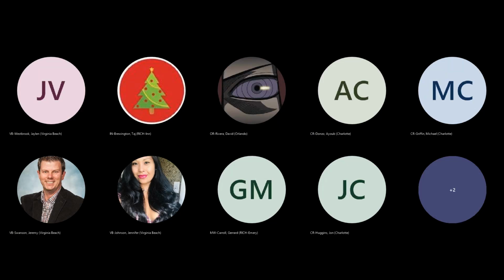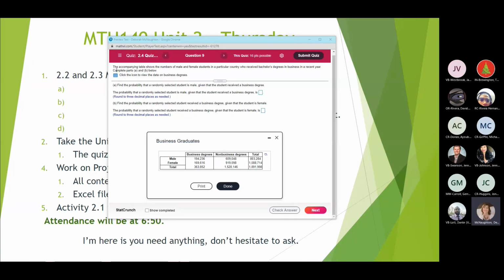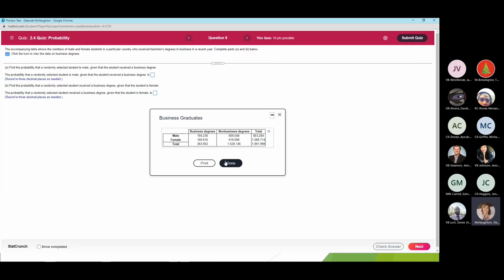Question that you got. So it says, there's a table, and here's my table. Let me see if I can make this a little bigger for you guys.